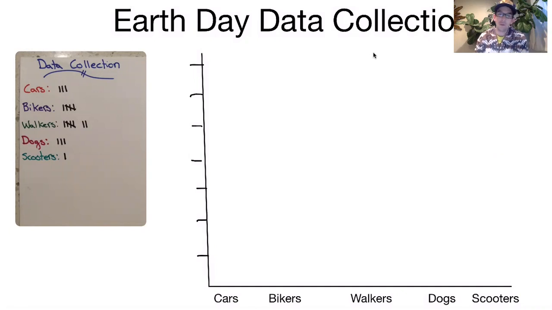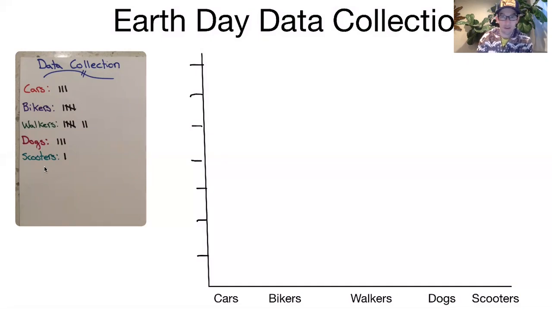So, yesterday afternoon, I went for a walk around the block and decided that I was going to look for a couple of different things. I wanted to look for cars that were moving, cars that were driving. I wanted to look for people that were biking. I wanted to look for people that were walking. I kept my eye out for dogs, and then I kept my eye out for kids that were scootering. And these were the five items that I decided that I wanted to collect data on.